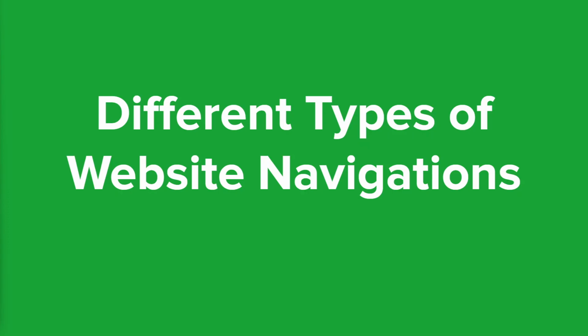So, as mentioned before, there are different types of website navigations. First up, you have the horizontal menu, and this is one of the most common types of menu, but it's a navigation system that is placed across the top of the website.